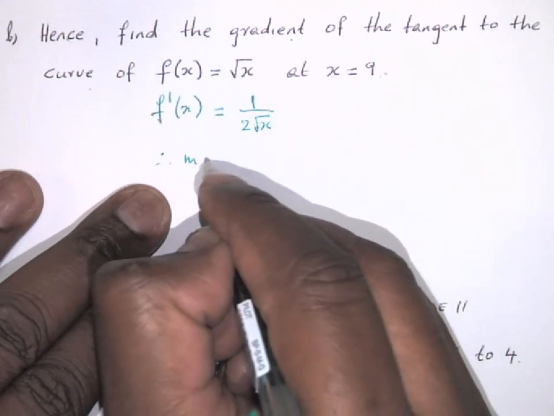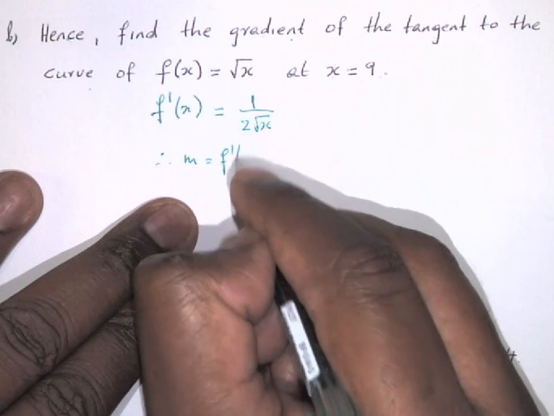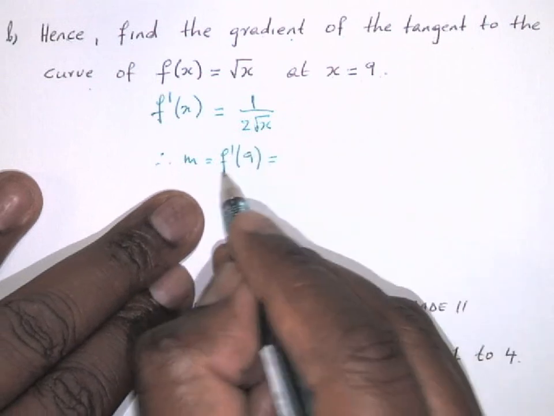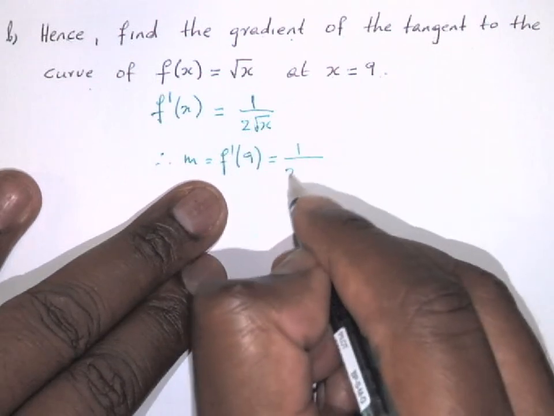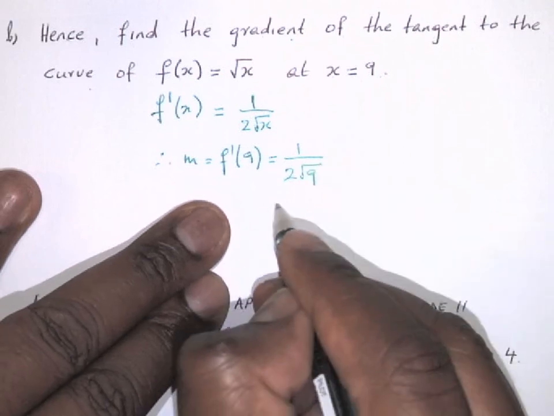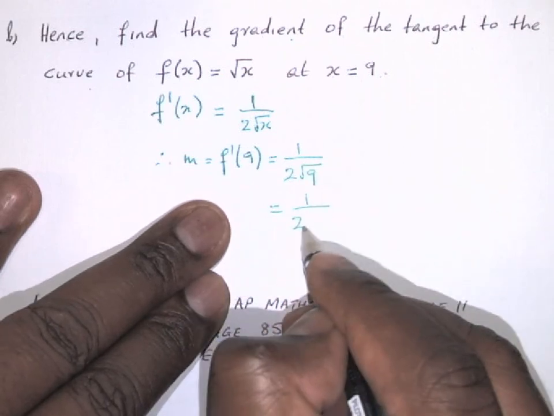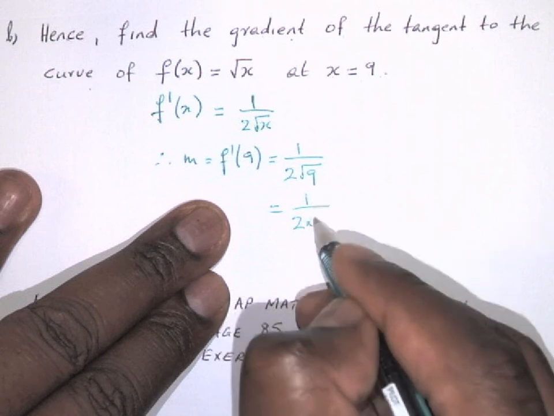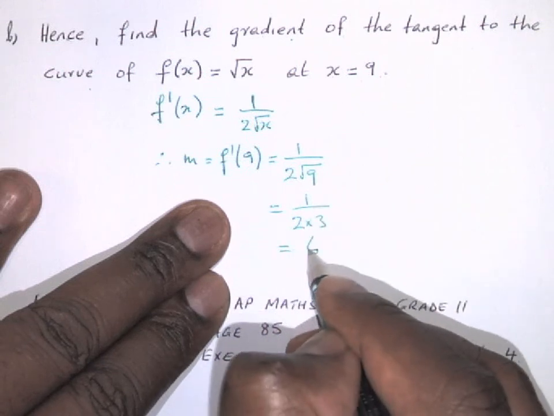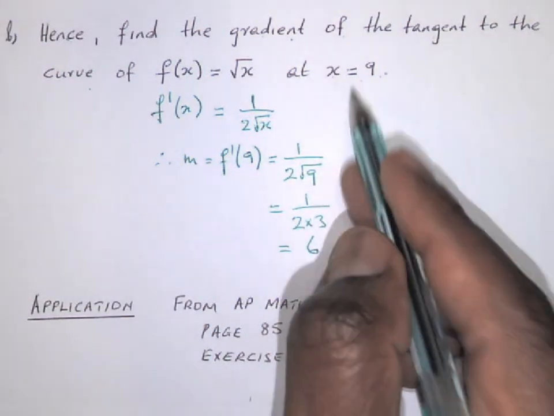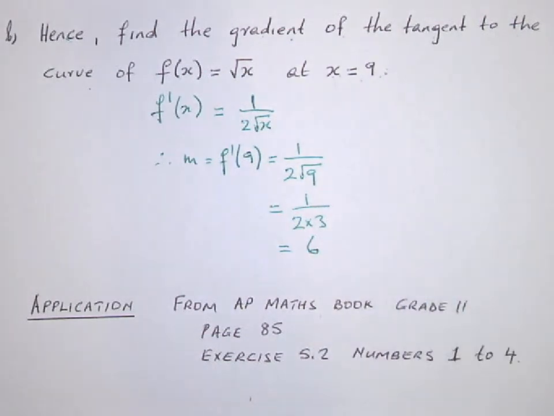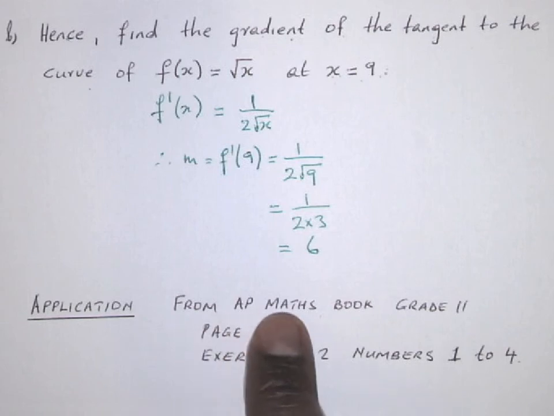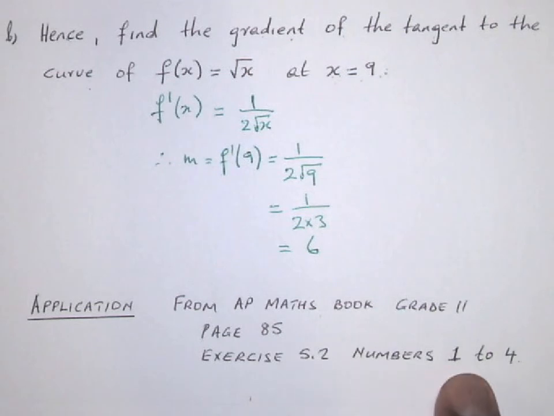The gradient will be equal to f dash of 9, because that's when x is 9, which is 1 over 2 square root of 9. So my answer would be 1 over 2, and the square root of 9 is 3, so the answer is 1 over 6. So that is the gradient when x is 9. So you can try and do these few problems from your AP Maths book, grade 11, page 85, exercise 5.2, numbers 1 to 4.